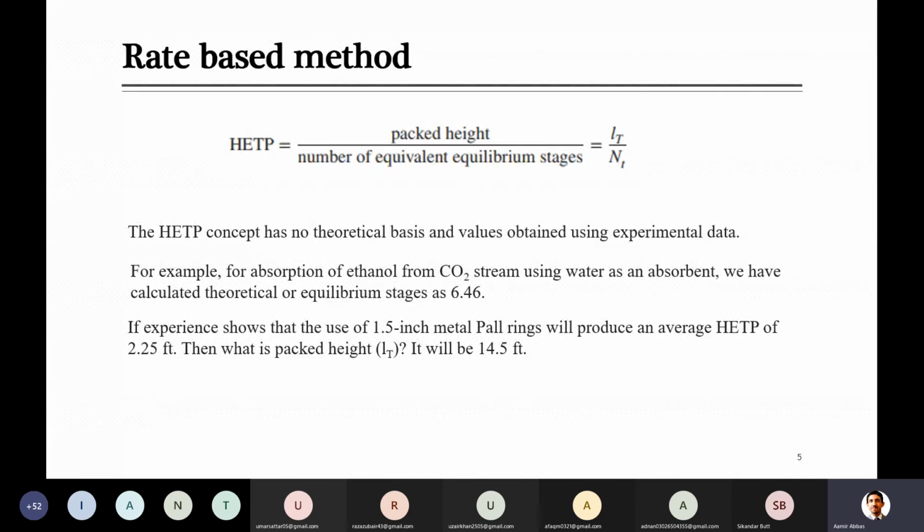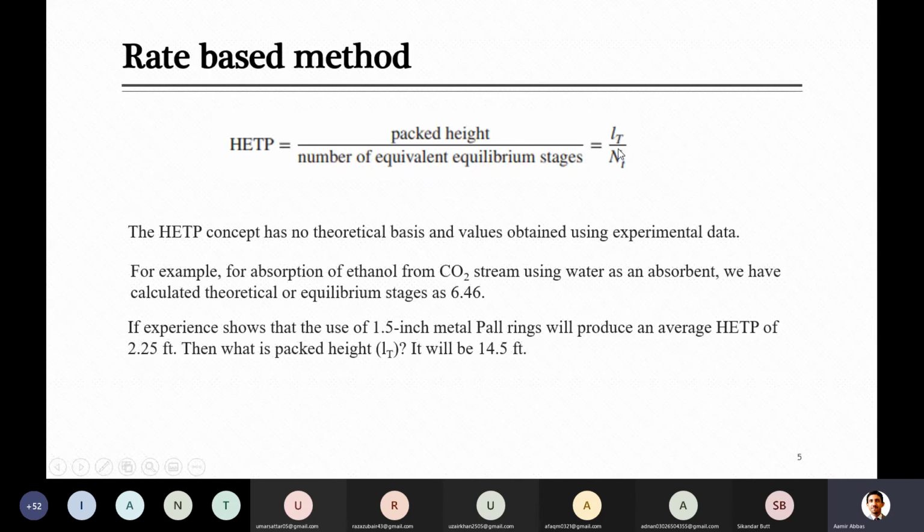So if you know this HETP, height equivalent to the theoretical plate, as mentioned, this is an average HETP. By using this kind of packing and applying it to various systems, there will definitely be different values of HETP. So they have taken one average value of HETP, and that is 2.25 feet. In that case, the height of the packed tower will be simply 14.5 feet.